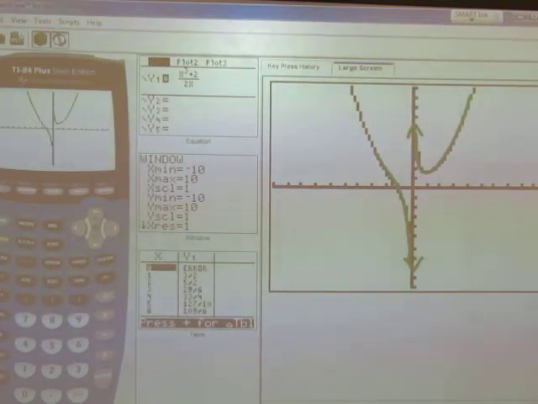Pretty cool stuff. These graphs are awesome. They are really cool looking. They look like amoebas or something. Okay? Any questions?